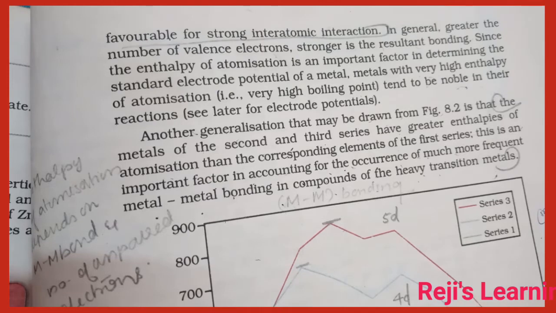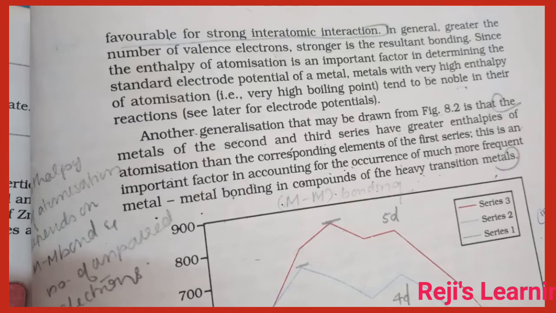One unpaired electron per d orbital is particularly favorable for strong interatomic interaction. In general, greater the number of valence electrons, stronger is the resulting bond. As the number of valence electrons increases, the resultant bonding also increases. Since the enthalpy of atomization is an important factor in determining the standard electrode potential of a metal, metals with very high enthalpy of atomization tend to be noble in their reactions.